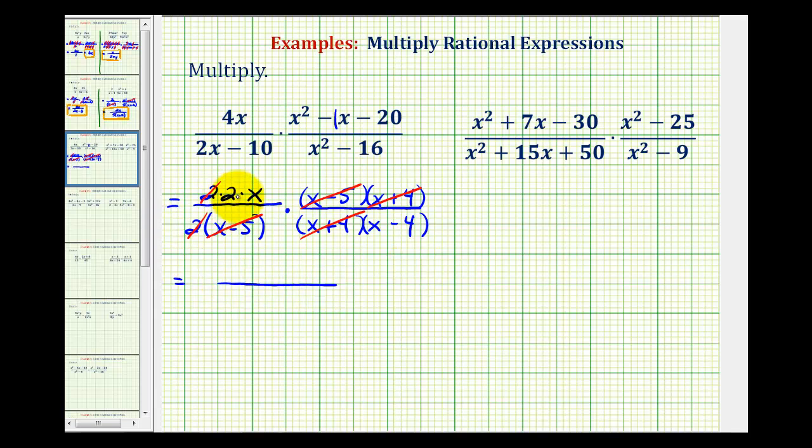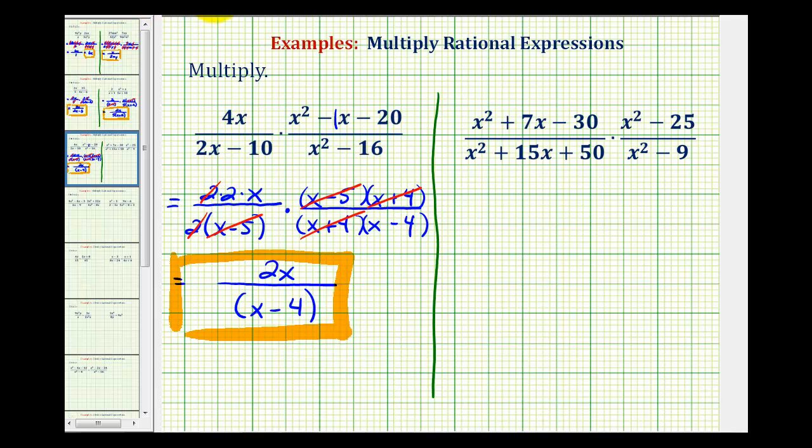In the numerator we have 2 times x, which is 2x. In the denominator we just have one factor of x minus 4. Because we only have one factor here, we could leave the parentheses off the x minus 4. But again, we cannot simplify the 2 and the 4 here because we cannot simplify across addition or subtraction.